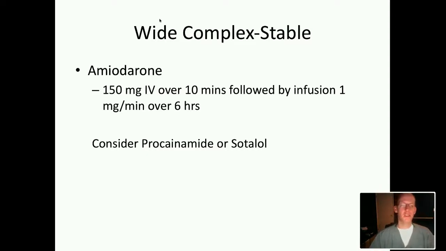So 150 milligrams IV over 10 minutes, and you can follow that by an infusion, which is 1 milligram per minute over 6 hours. If you need to repeat the dose, you can repeat it. So a total of 300 if you need to. So 150 over 10. If that fails to convert or rate control, reload with another 150 and then do the infusion over 6 hours. Two other agents you can use, procainamide and sotalol. Once again, these are acceptable for treating wide complex stable tachycardias, but you may need to consult a cardiologist for dosing because you may not be familiar with these medications.